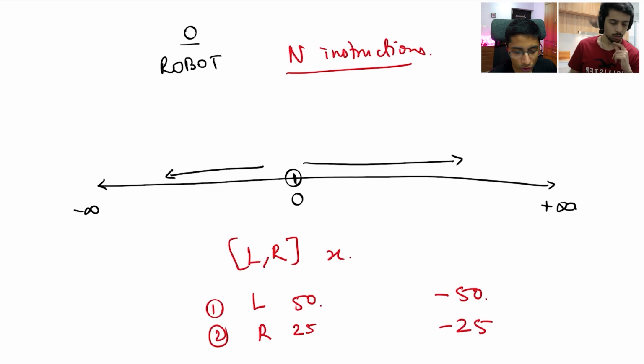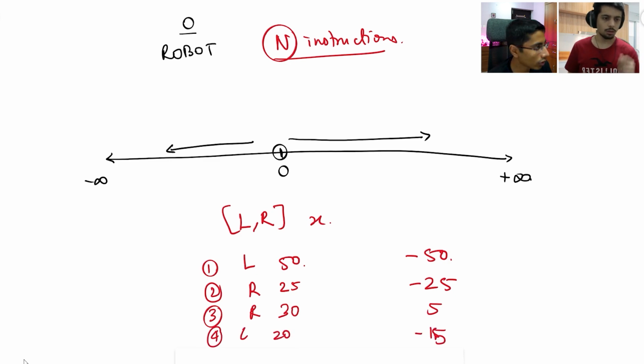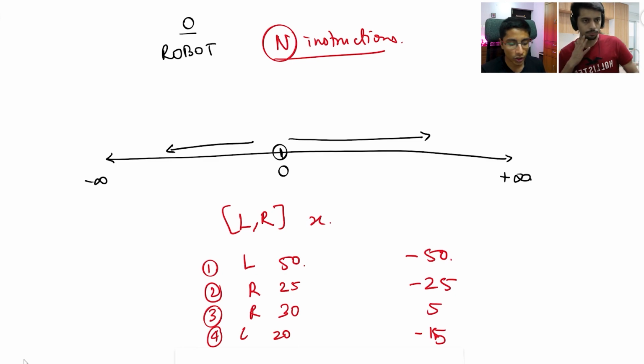So you're just taking a robot and moving it forward according to the instructions. You have n instructions, so you will have, let's say, another right 30 which sends you to 5. You have a left 20 which sends you to minus 15. You have a bunch of instructions, but your motivation is very clear. You want to go as far right or as far left as possible.